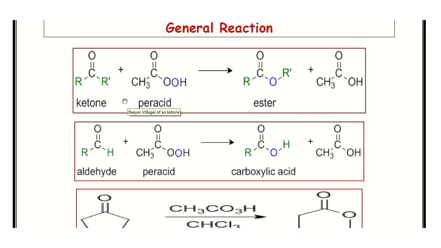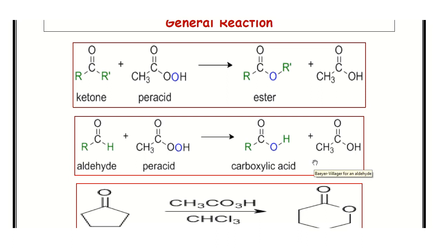In the lecture on basic organic chemical reactions, we learned that reactants are basically of two types: one is the substrate molecule, the other is the reagent. In this Baeyer-Villiger oxidation, the ketone is acting as the substrate molecule. Ketone and aldehyde in the second reaction act as the substrate, and the peroxy acid is our reagent. The reagent takes the substrate and converts it into the ester. The second reaction is for the aldehyde. When an aldehyde reacts with a peroxy acid, it is converted into the carboxylic acid.